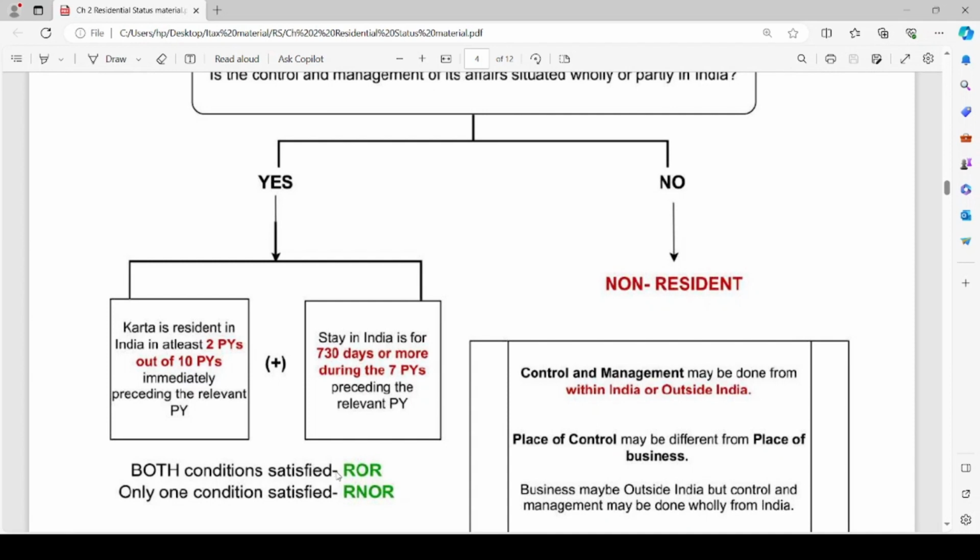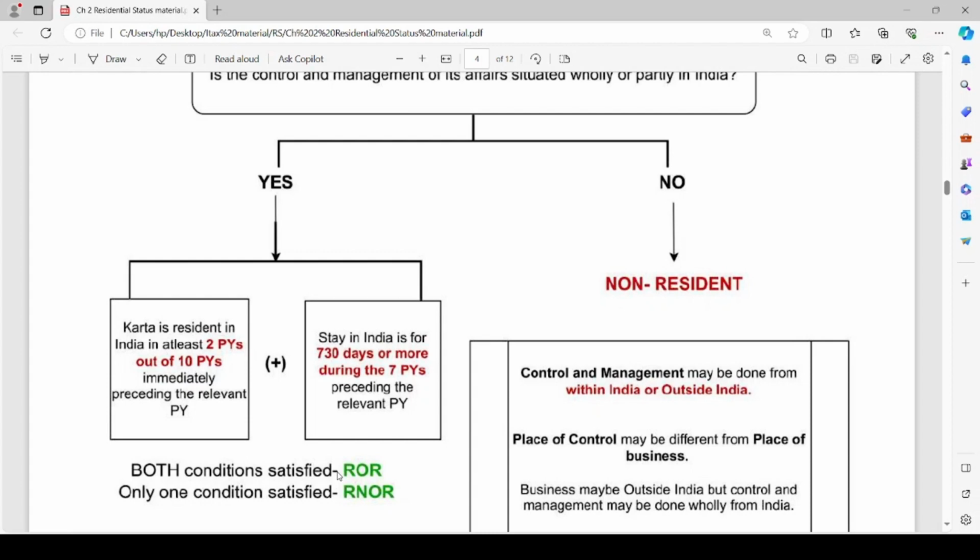The residential status of Karta of HUF determines whether the HUF is ROR or RNOR. Generally, for determining the residential status of an individual, we consider main conditions that must be satisfied. After that, we consider 2 additional conditions which help us to further classify the individual either as ROR or RNOR. The same applies here also. If the Karta is ROR, then the HUF is also an ROR. And if the Karta is RNOR, the HUF is considered to be RNOR.